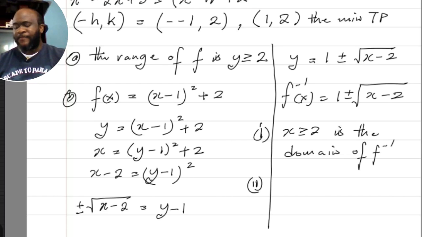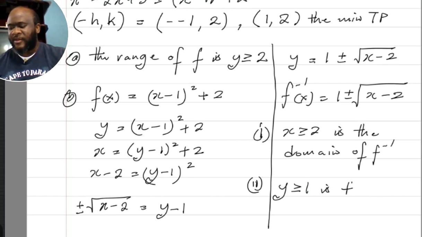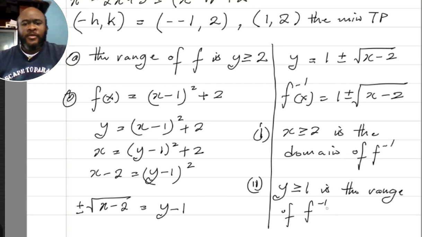All right. The domain for the function was x is greater than 1. So that becomes x is greater than 1, y is greater than 1 becomes y is greater than or equal to 1 is the range of f inverse. Again, the relationship between a function and its inverse is that the domain and range interchange.